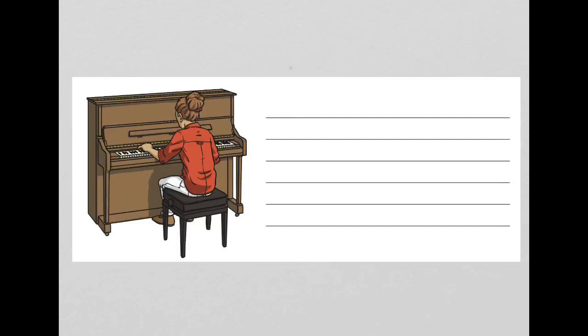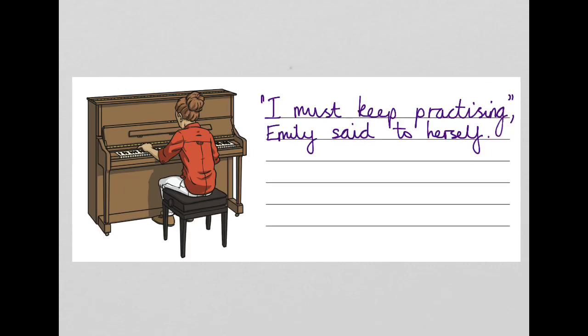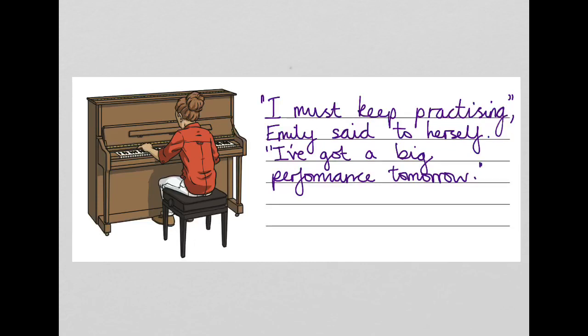So what would that look like? So she could say, "I must keep practicing," Emily said to herself. So we've got a comma at the end because we've got our reporting clause afterwards. We've got inverted commas at the beginning and at the end of the speech. And we started with a capital letter. And then I thought I've added a little bit more speech in. "I've got a big performance tomorrow." Inverted commas, full stop, because that's the end of the sentence.